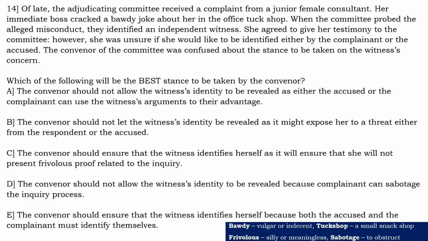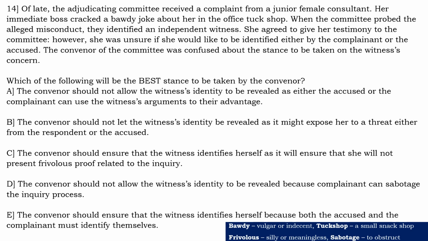So the person who is going to be negatively or adversely affected by the statement, if he knows that such and such person has made the statement against him or her, then such a person will be likely to threaten the witness. So in order to prevent such threats from either the respondent or the accused, the convener can make the identity secret. So this is a logical thing to be done by the convener. So good answer, keep it in your mind.